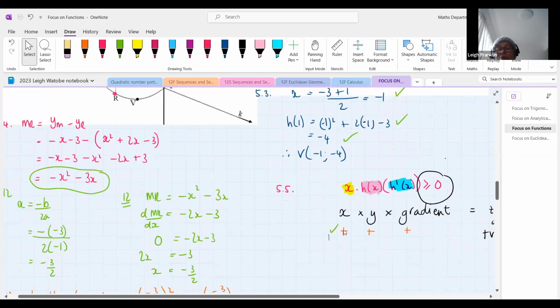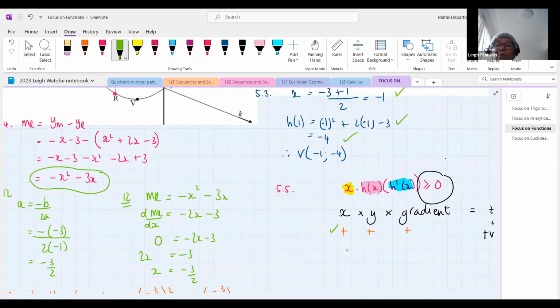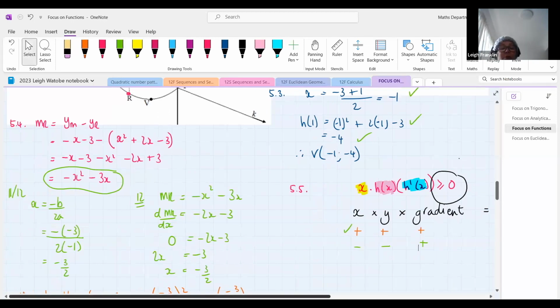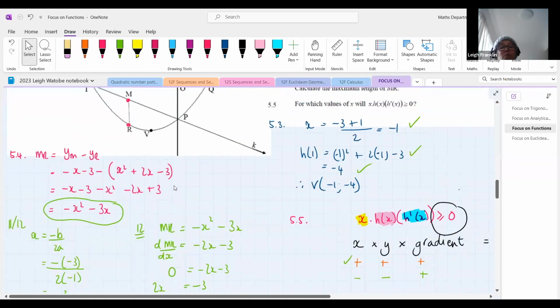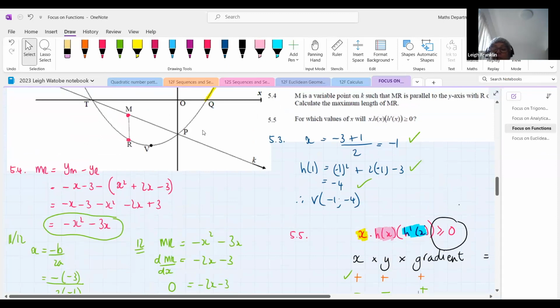Okay, now let's go back and have a look at some other changes that we could possibly have here. We also know that a negative times a negative is a positive. So let's consider this. What happens if X was negative and Y was negative, but gradient would have to be positive? So now let's go and have a look in the third quadrant. In the third quadrant, is there anywhere that we are walking uphill? X is negative, Y is negative in the third quadrant. Is there anywhere where we are walking uphill in the third quadrant?